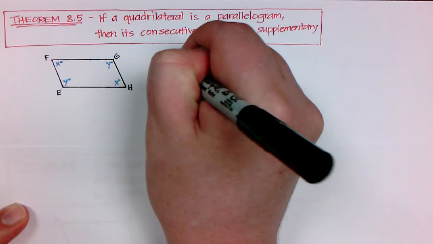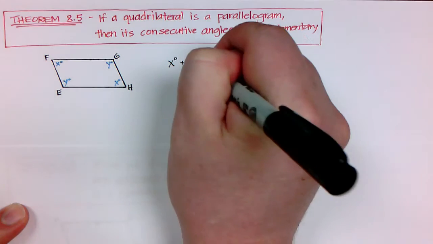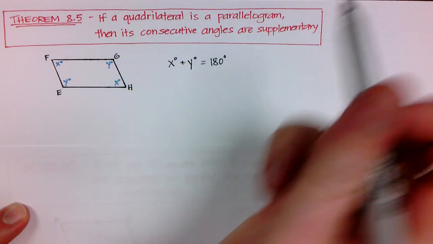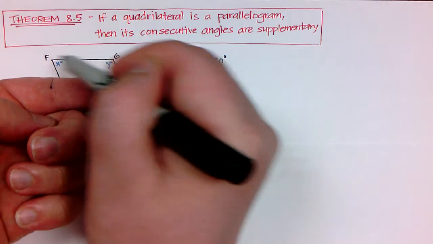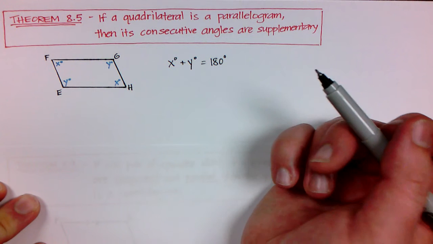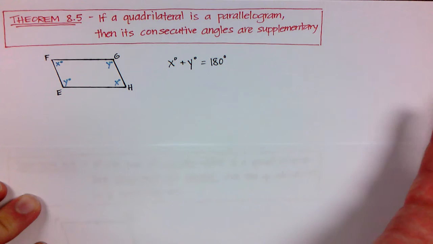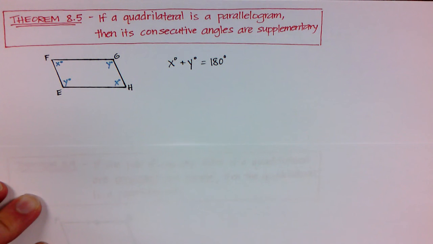So I'm told from this theorem that x plus y are supplementary, which means that they add up to 180 degrees. Also, if you're turning and you're looking at it this way, these ones both lie on the same transversal, x and y on FG. So those would also add up to 180 degrees. So this is a pretty self-explanatory theorem, but we can only assume that if we're given at the very beginning that it is a parallelogram.